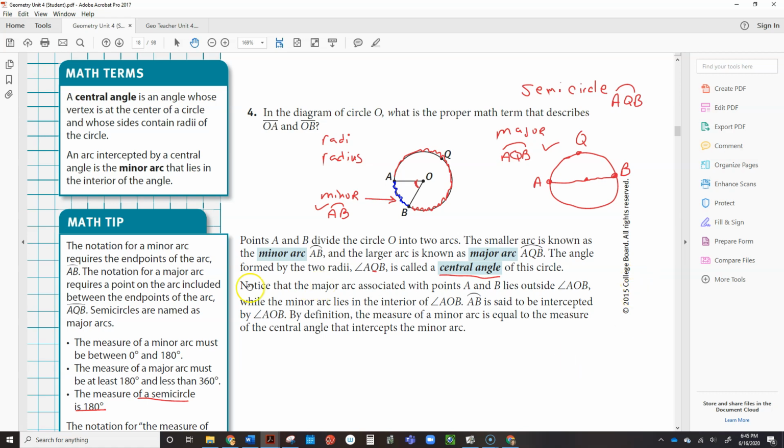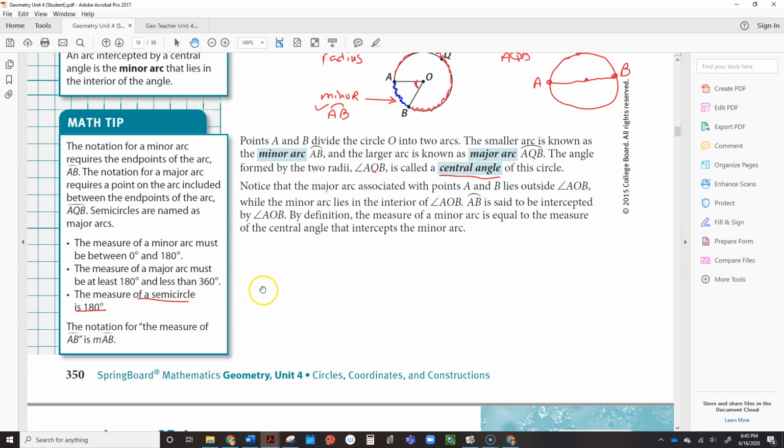Okay, let's see what else we have on here. The notation for the measure, if we're talking about the measurement, not just naming the physical thing, is this: this is arc AB, and this is the measure of arc AB. So the little italicized letter M goes in front when we're talking about the measure. So important information right here. Be sure you refer back to this page 350.